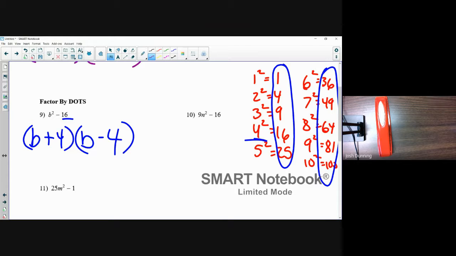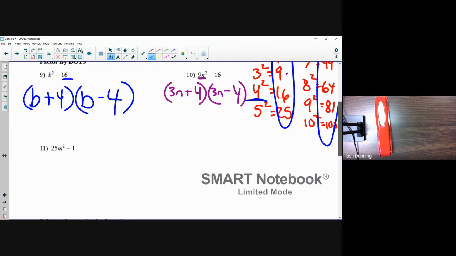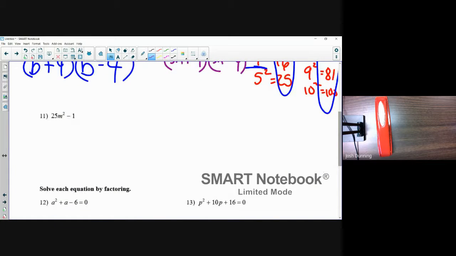Now on 10, even with a number out front, that 9 is still a perfect square. So we get the whole square root of that, 3n. That goes first in both. 1 plus, 1 minus. And then again, the square root of 16 is 4. After you kind of get this, everyone finds this easy. The problem later is just remembering.